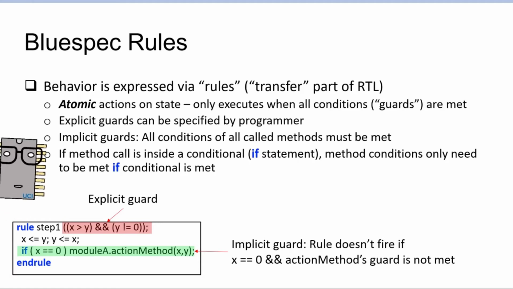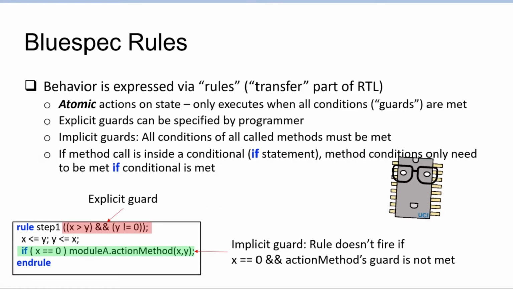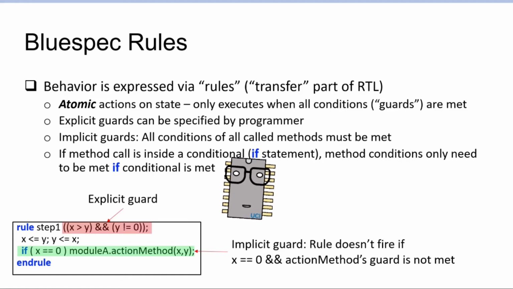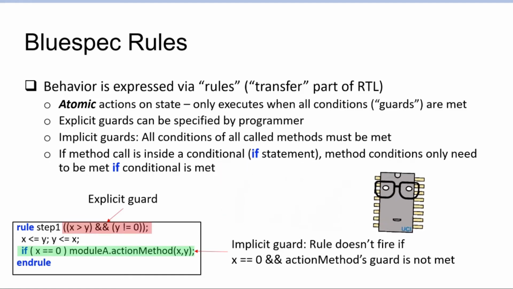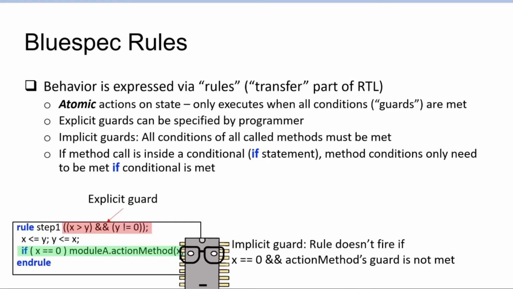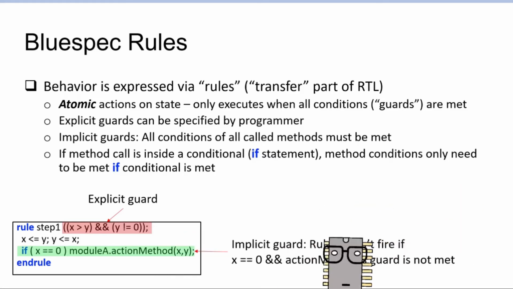So right, if a method call is inside an if statement, the method conditions only need to be met if the if condition is met. Yeah, and this example represents an implicit guard. The rule doesn't fire if both of these guards are not met. If X does not equal 0, then it doesn't matter if the action method's guards are not met, et cetera.